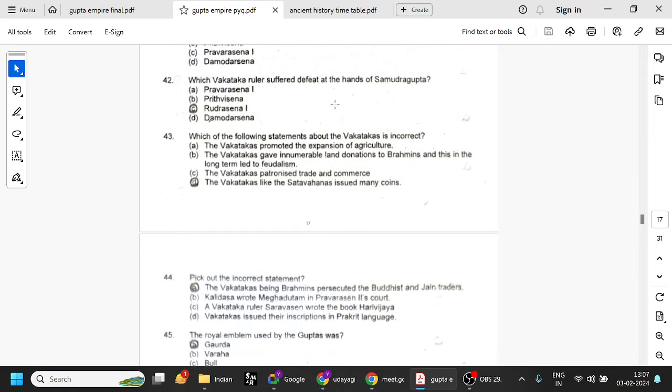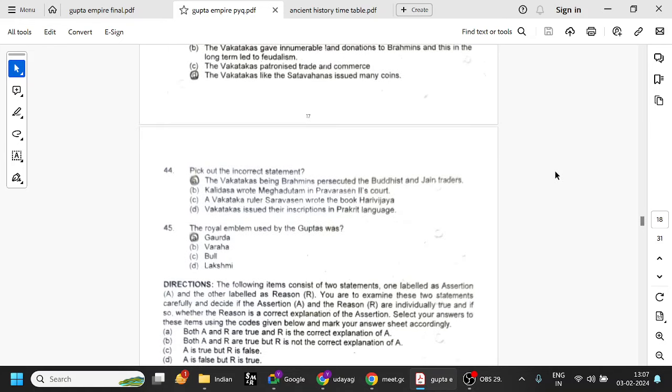Which of the following statements about the Vakatakas is incorrect? Vakatakas like Satavahanas issued many coins, that is incorrect. They patronized trade and commerce, gave land grants to Brahmins because they themselves were Brahmins, promoted expansion of agriculture, all that is fine. So Guptas are also known for agriculture. Pick out the incorrect statement: Vakatakas being Brahmins persecuted Buddhists and Jains. So they did not persecute, but they were Brahmins. Kalidasa wrote Meghadutam in Pravarasena's court, okay, a Vakataka ruler, etc. All these are not very important. They issued in the Prakrit language? No.